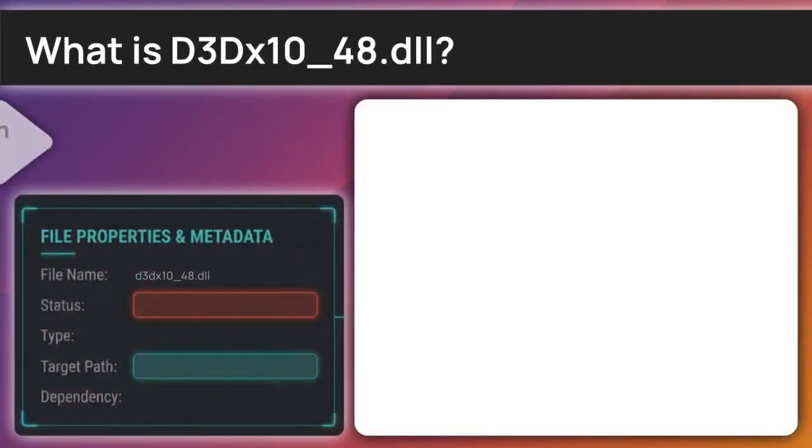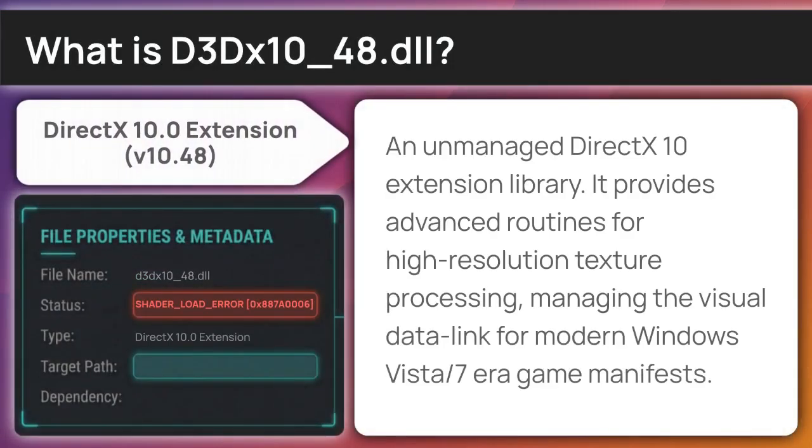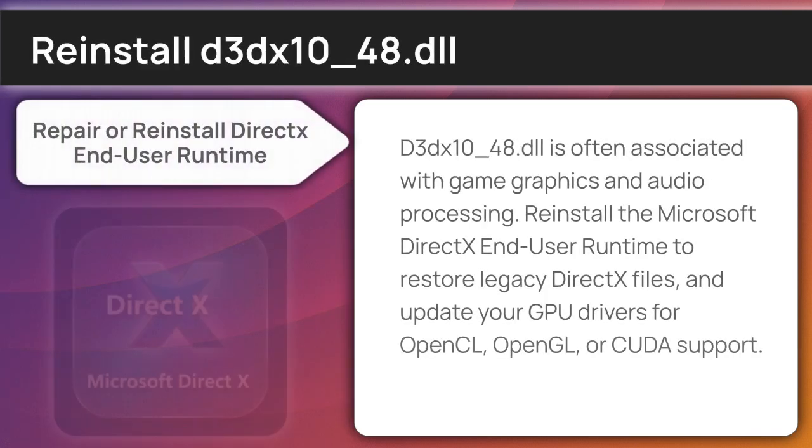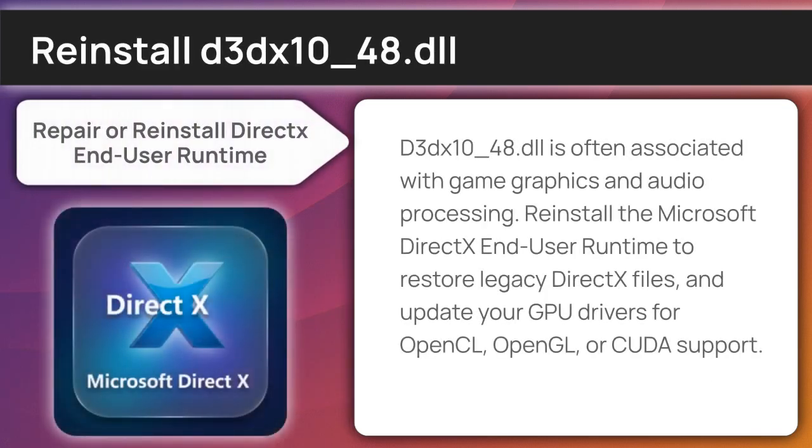This is the Direct3DX10, Update 48, an unmanaged DirectX 10 extension library. It provides advanced routines for high-resolution texture processing, managing the visual data link for modern Windows Vista and 7-era game manifests. With the why out of the way, let's focus on getting you running again. D3DX1048 is often associated with game graphics and audio processing.